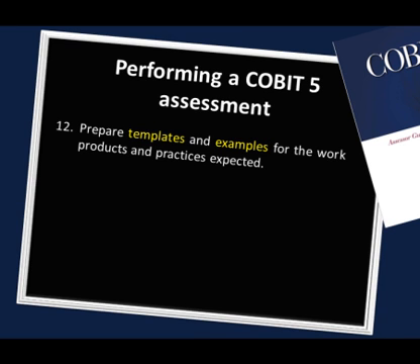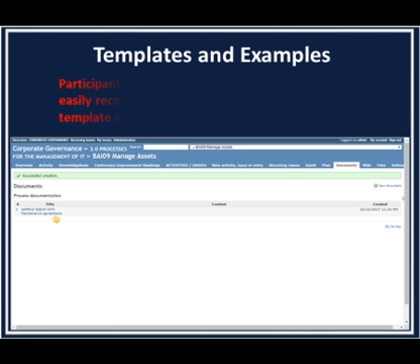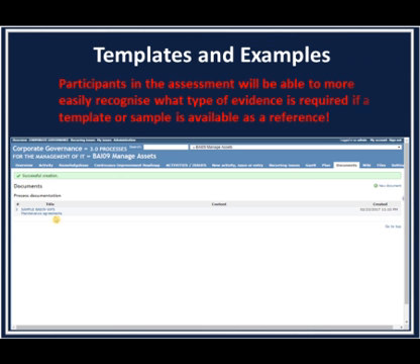Next, we should prepare templates and examples for the work products and practices expected. Participants in the assessment will be able to more easily recognize the type of evidence required if a template or sample is available as a reference. Use the COBIT assessment tool to distribute these templates or samples.